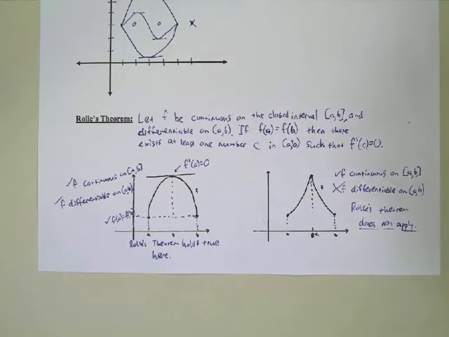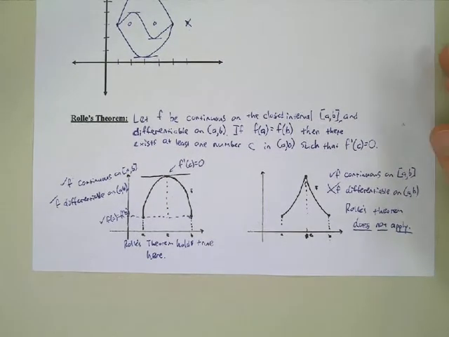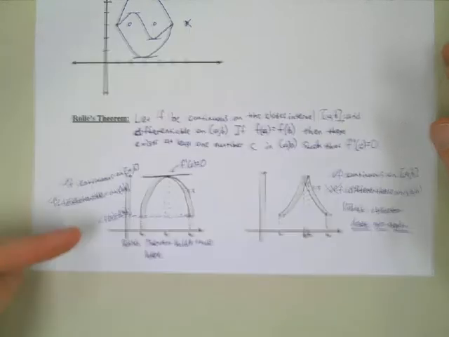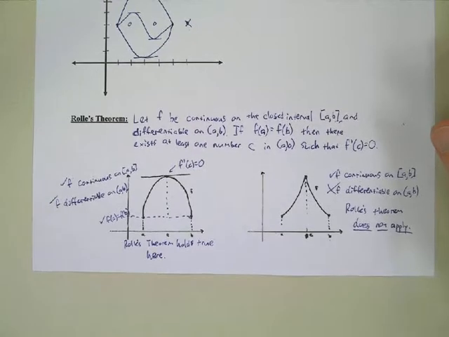Questions on any of that? So that's Rolle's theorem. Three conditions: f continuous on the interval, f differentiable on the open interval, and f of a equals f of b. If those three conditions are true, then f prime of c equals 0. So, let's go to the back.